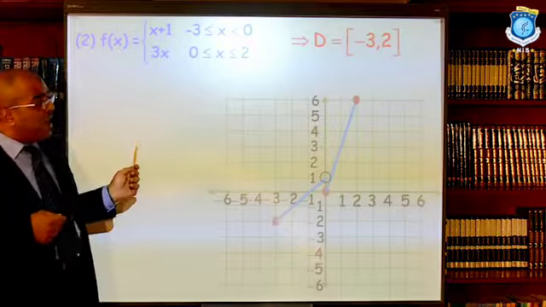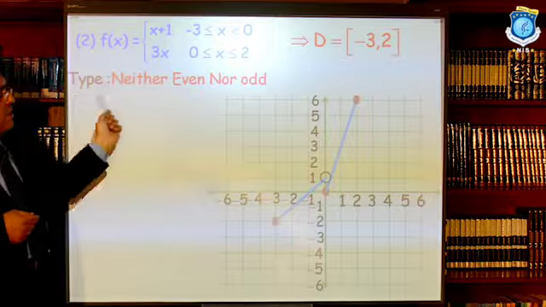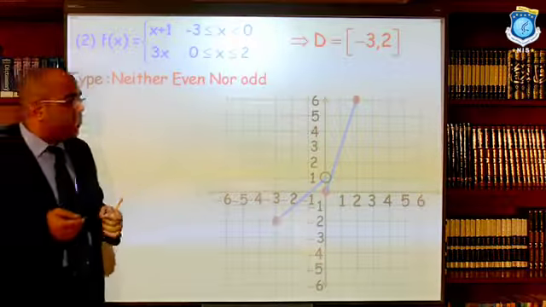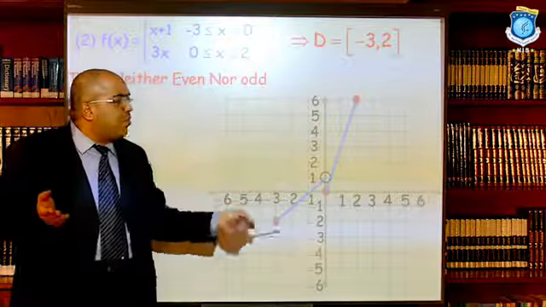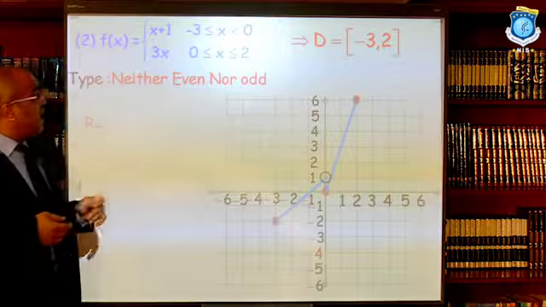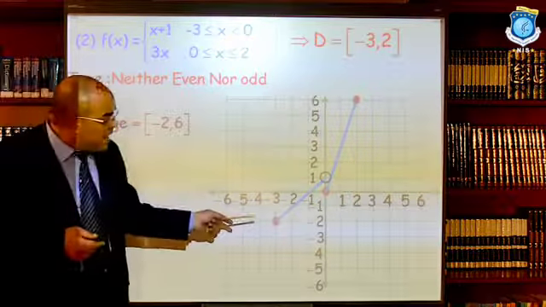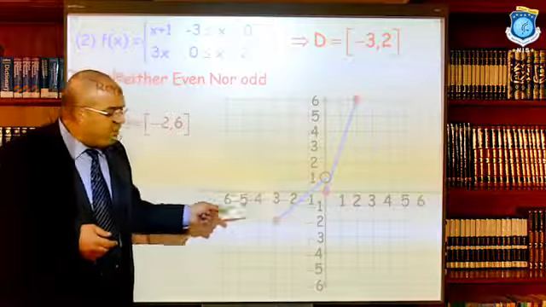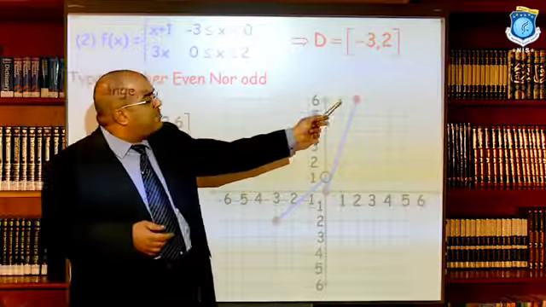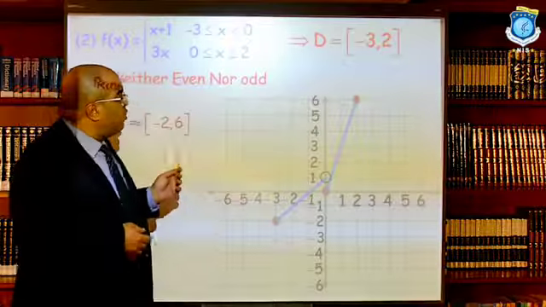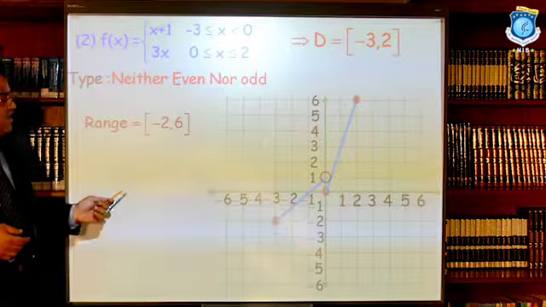Now, the type of this function is neither even nor odd, because it's not symmetric about the origin or the y-axis. And also the range: the minimum point of the function is negative 2, and the maximum point is 6, so the range will be from negative 2 to 6.